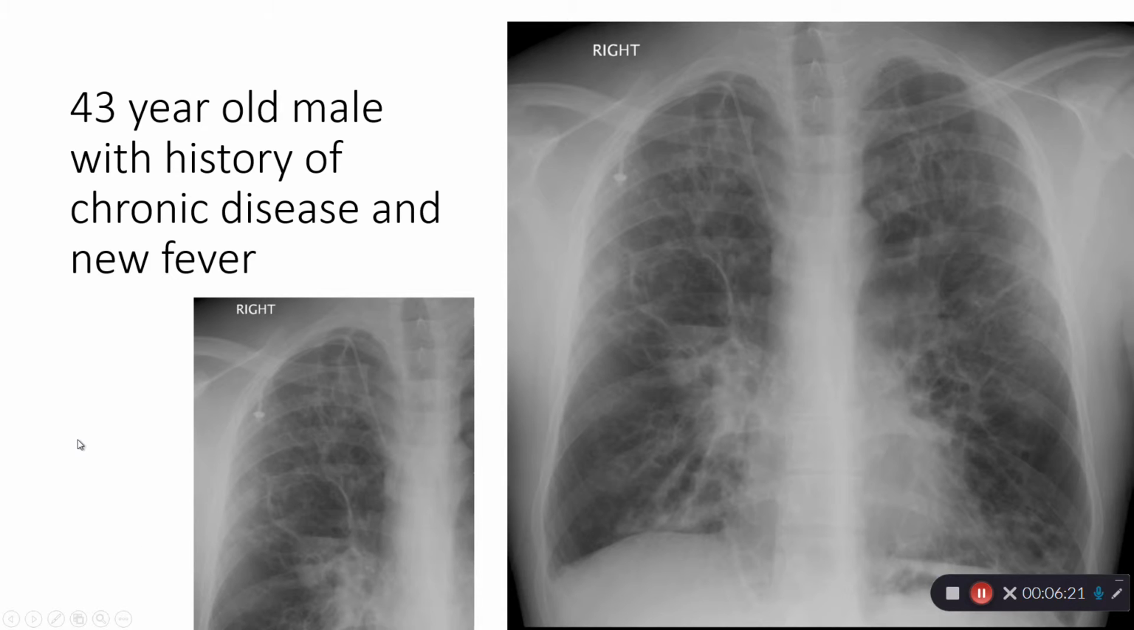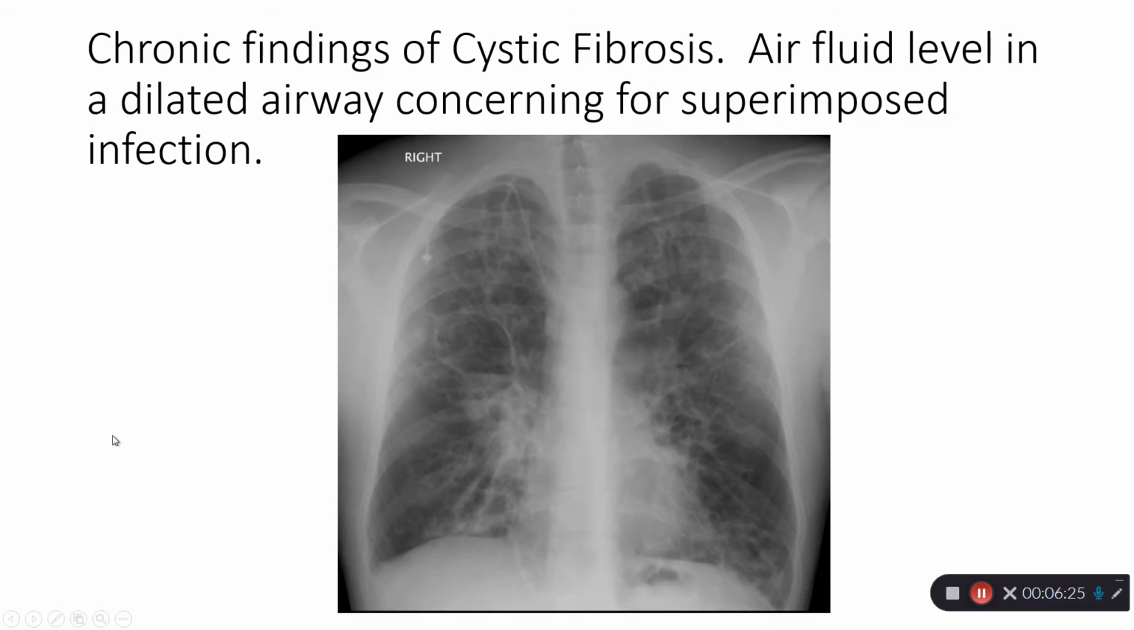43-year-old male with chronic disease and new fever. So this demonstrates chronic findings of cystic fibrosis. It is slightly upper lobe predominant. We see bronchial wall thickening, bronchiectasis, and if you were very astute, you would see that there is this cystic area within the right mid-lung with an air fluid level. So this is fluid within a dilated airway, suggesting superimposed infection.